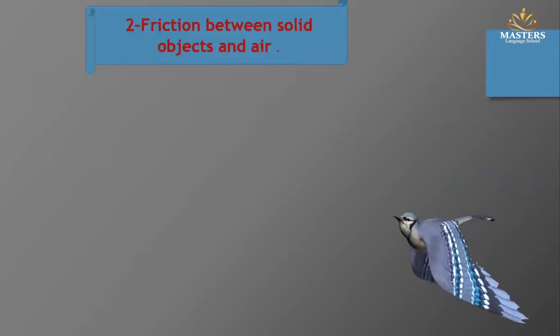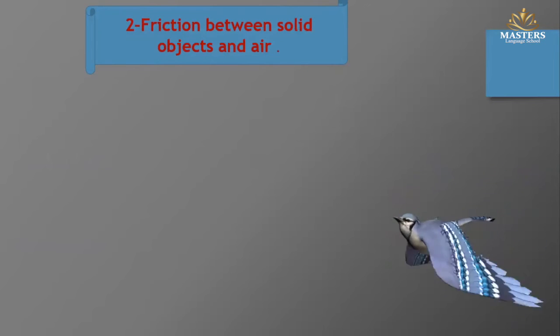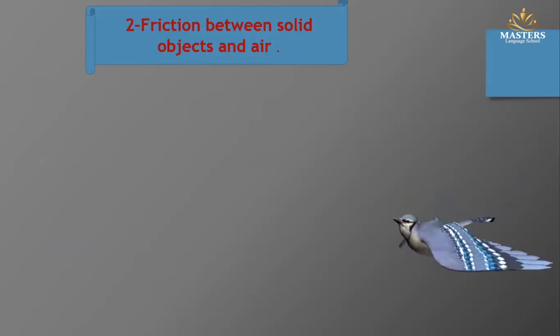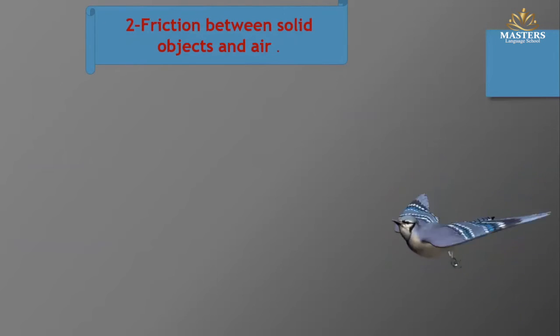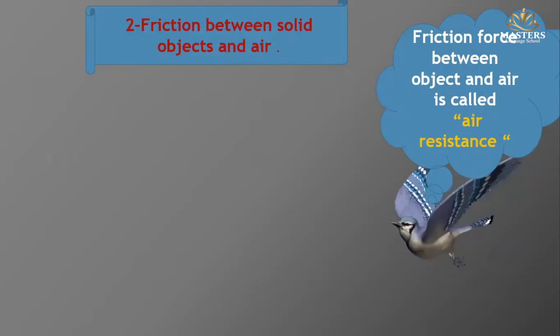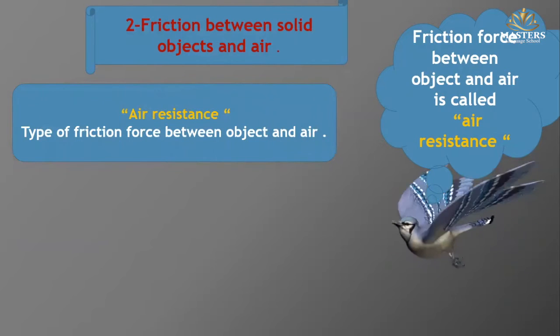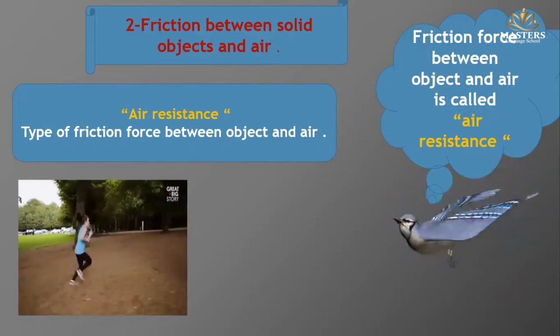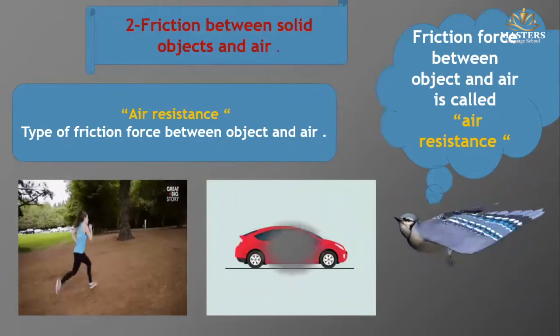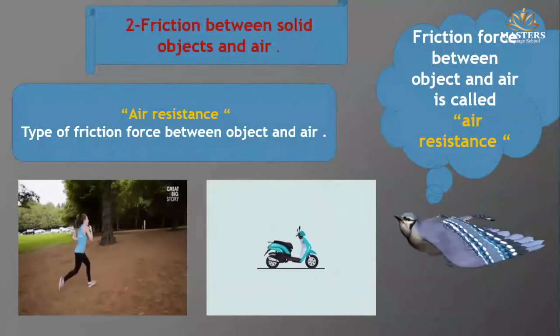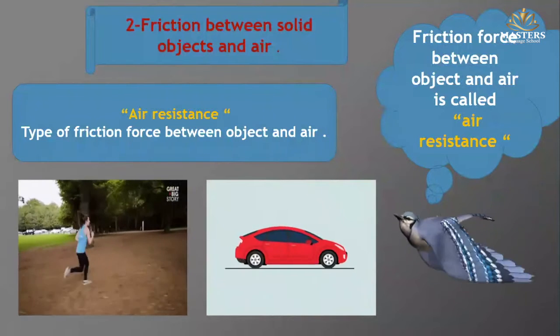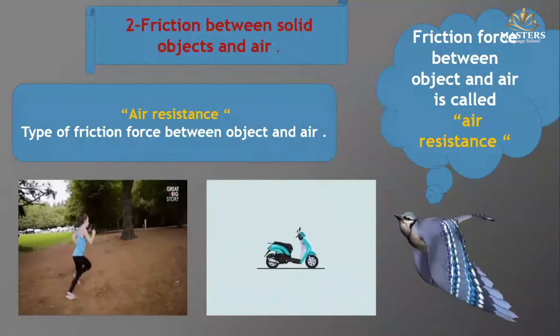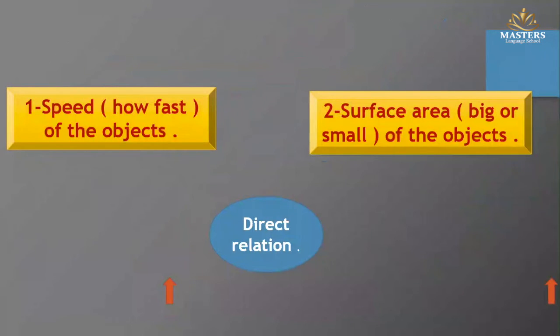Okay, good. The second type of friction is friction between solid objects and air. Here we have this bird. When it flies in the air, there is a friction force between its body and the air called air resistance. Air resistance is a type of friction force between an object and air. More examples: when you run in the air, or when a car or a scooter moves, all these bodies have friction between them and the air called air resistance.